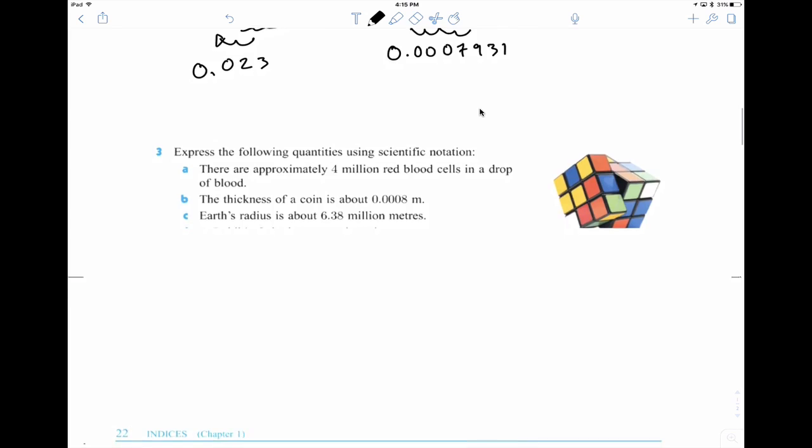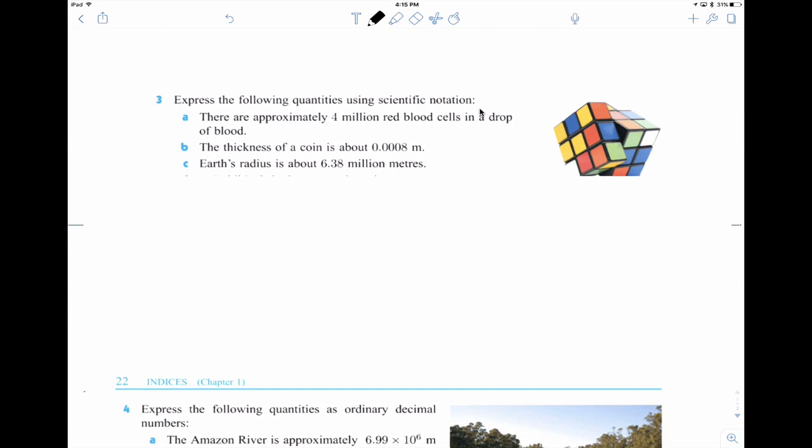For 3, I'll just do C. So 6.38 million meters using scientific notation. Well, 6.38 million is 6,380,000. That is 6.38 million.